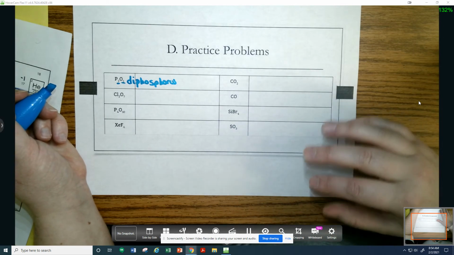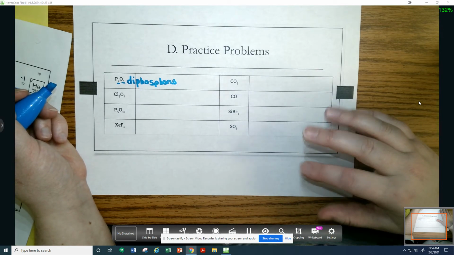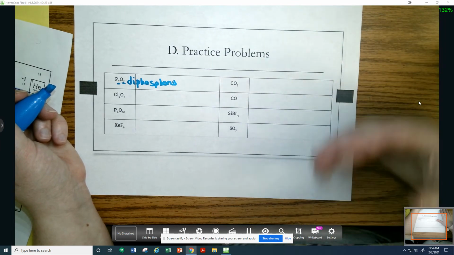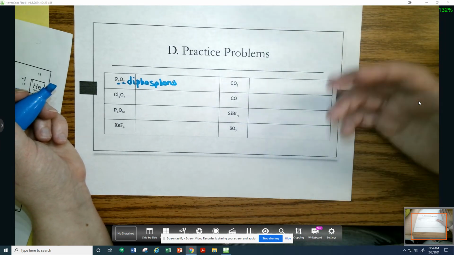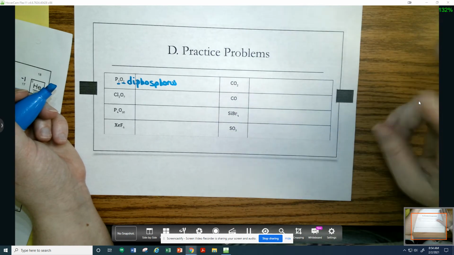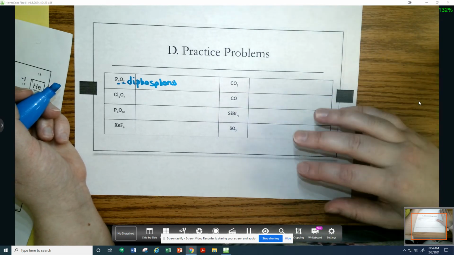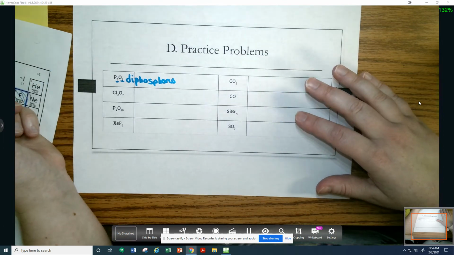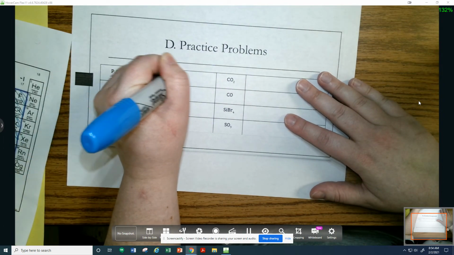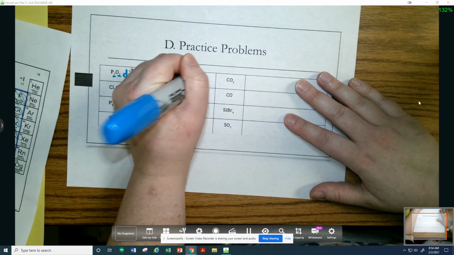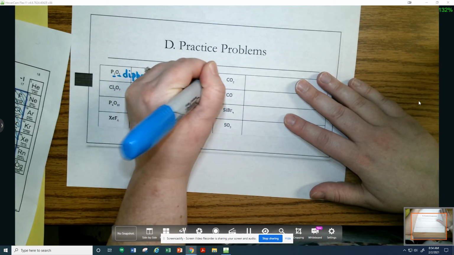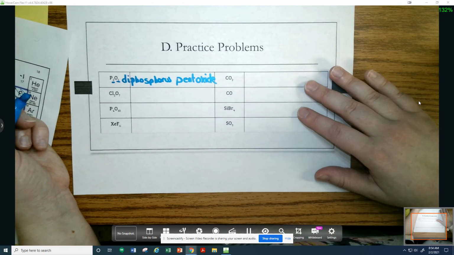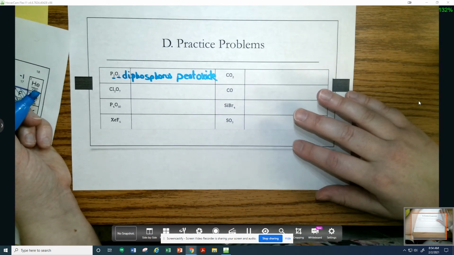So this is where the English language is a lovely thing. We know 5 is penta, and oxygen will change to oxide. So technically it would go pentaoxide. Well, the double vowel there, that A and O, is frowned upon, and so we're going to get rid of that A. Instead of saying pentaoxide, we're going to say pentoxide. Now, if this was on a quiz or a test and you put pentaoxide, I am not going to be that nitpicky and take off points for that.